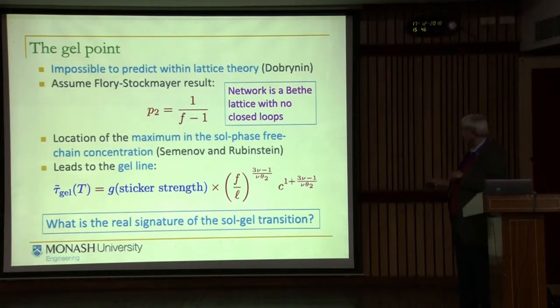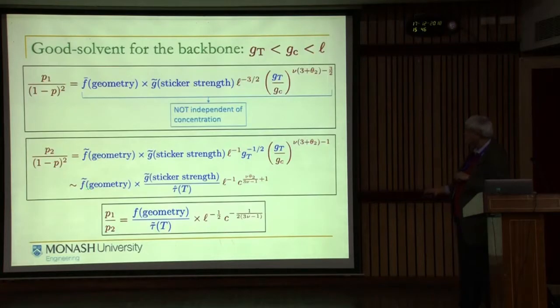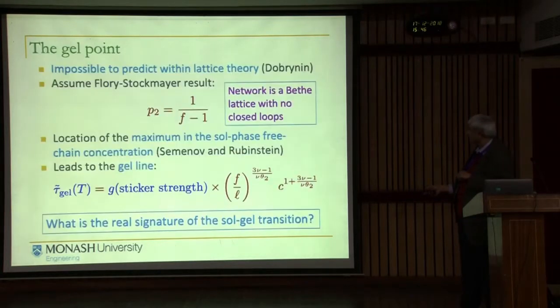If you believe that, then you can actually derive this, right? Dependence of intrachain on the number of stickers. So if you stick this function into this expression here, they get the expression for what they call the gel line. So just ignore the blue for the moment, but this is telling you how the temperature depends on concentration and other system parameters when you're going from the solid phase to the gel phase.